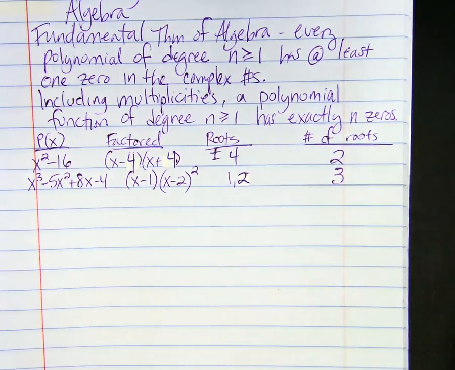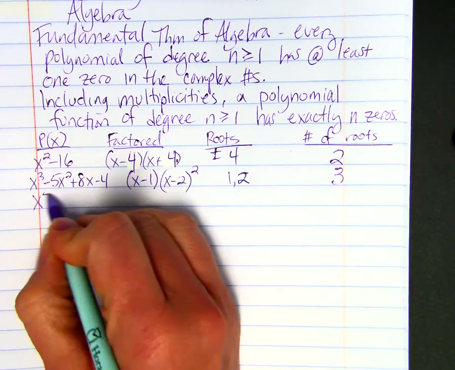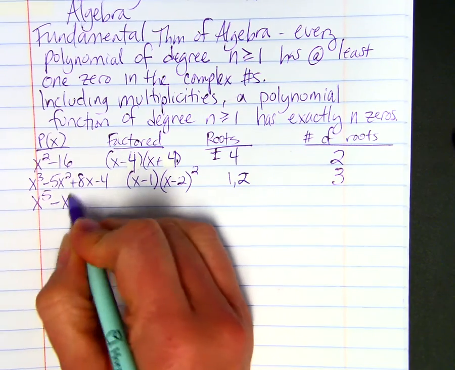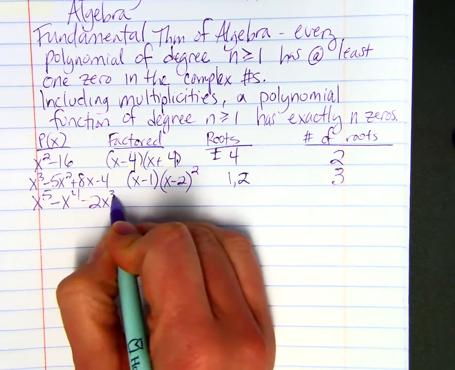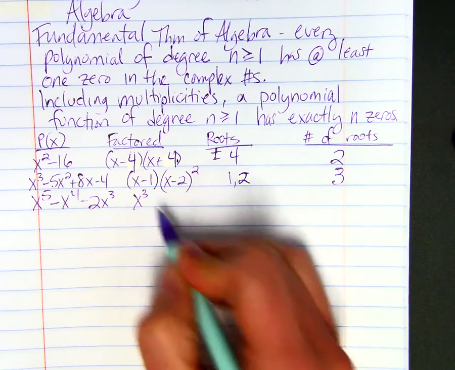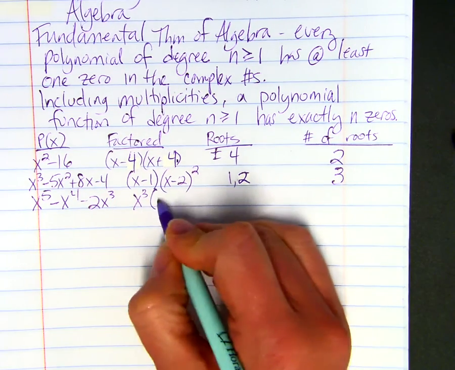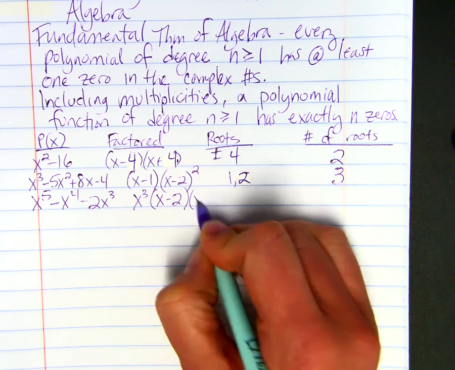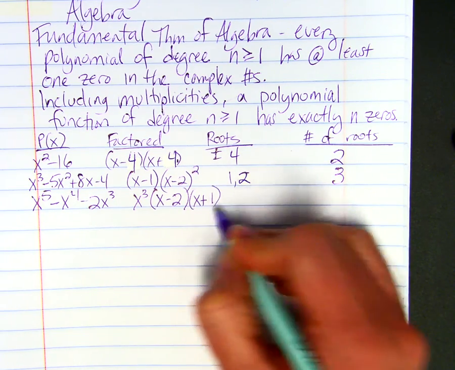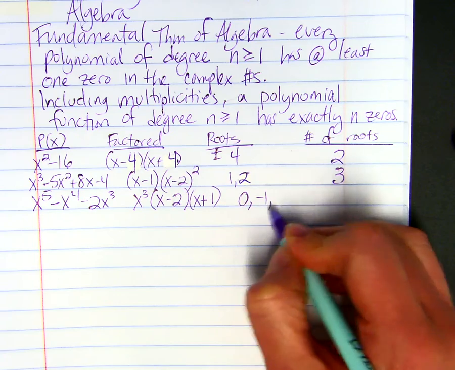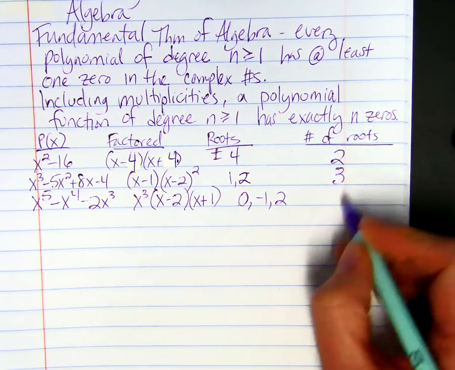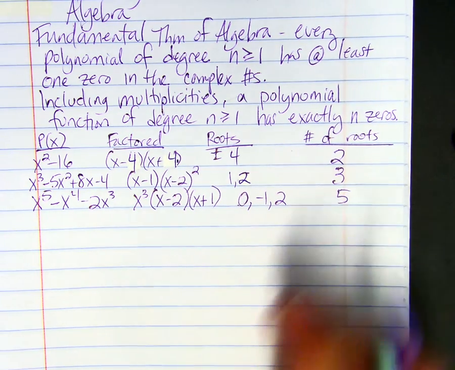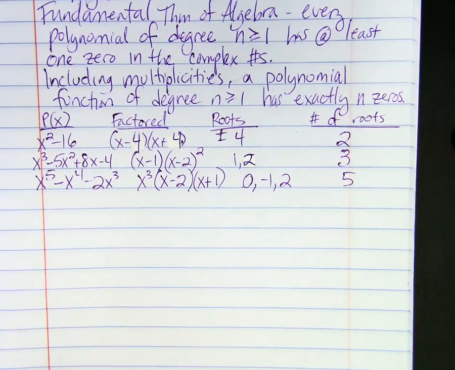It's my favorite. All right, how about x to the 5th minus x to the 4th minus 2x cubed? So when we factor out the x cubed, that means it's going to have a zero at 0 with a multiplicity of 3. So we have 0, negative 1, and 2, but 0 has multiplicity of 3, so there's exactly 5 roots. And we could continue on.